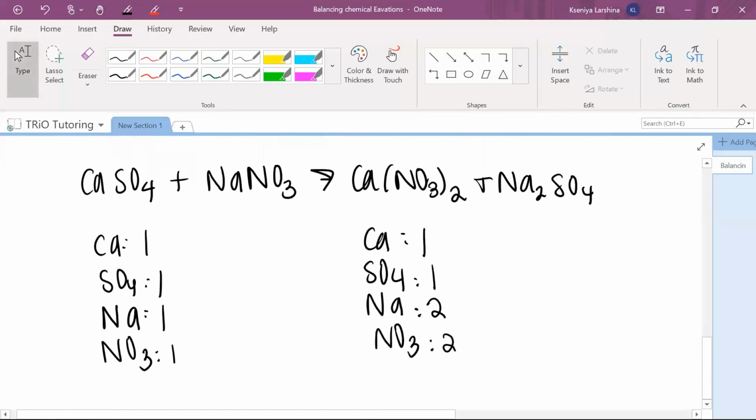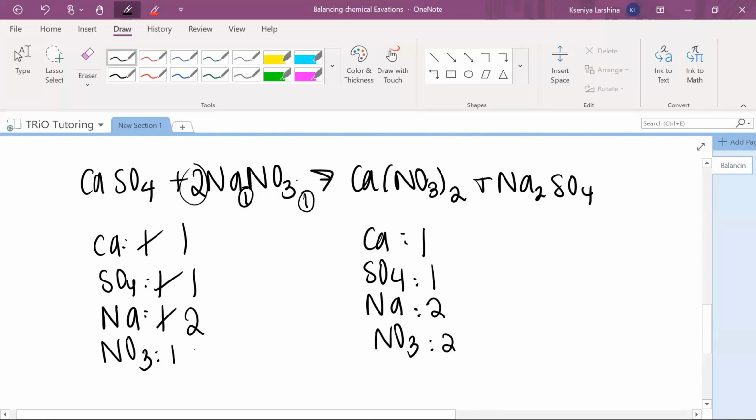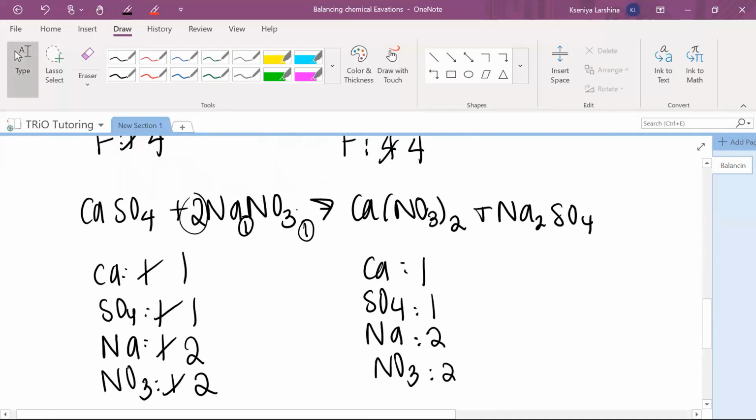First thing you'd want to do is to balance the amount of sodium you have, since you have 2 sodium on your product, but you don't have 2 for your reactant. So you'd probably multiply this by 2. Your calcium still remains the same, your sulfate remains the same, but now your nitrate, your sodium, since we multiply 2 times 1, equals 2. And our nitrate also changes because of this 2 here. So you multiply 2 by this 1, because we don't change anything here. Then it now turns into 2. And that is our balanced equation.